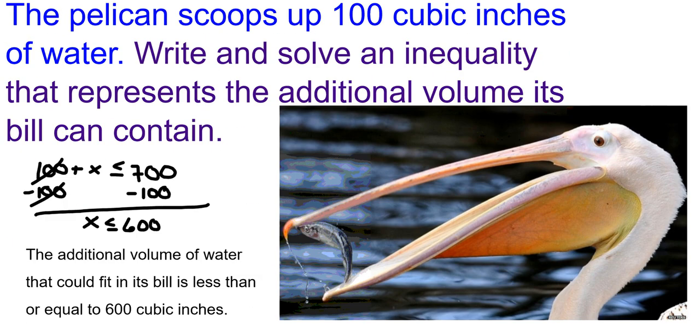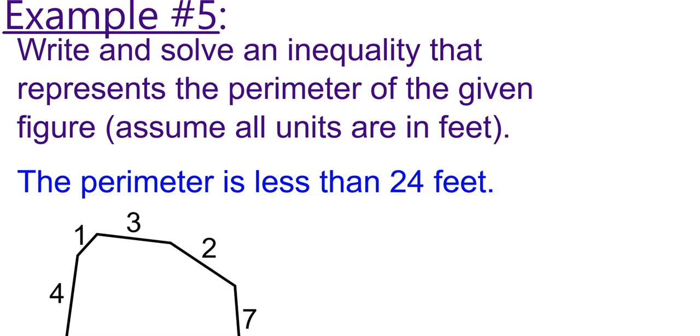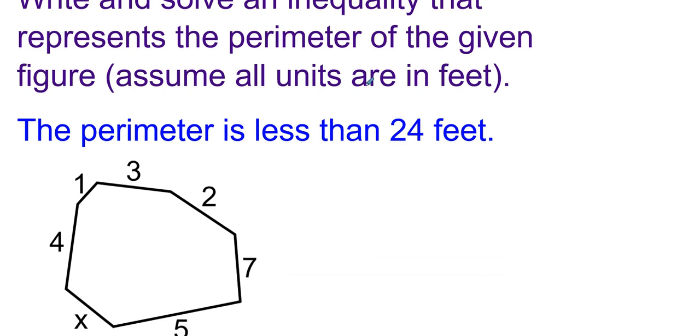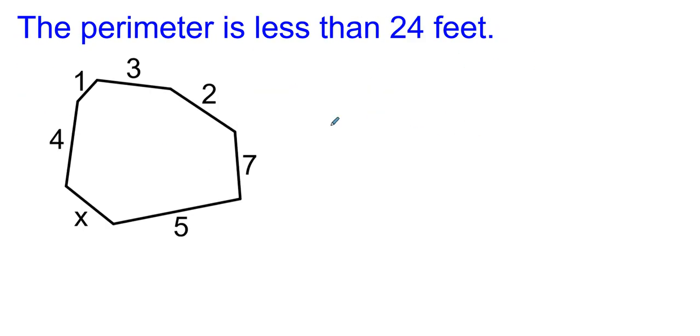And the last example to get through here, example number 5, it says write and solve an inequality that represents the perimeter of the given figure. Here's the given figure, and it says assume all units are in feet, so all these are in feet, and the perimeter, it says, is less than 24 feet. All right, so how you find a perimeter, it's the sum of all of the side lengths. If you add up all the side lengths, and it says if we add all these up, it's less than 24 feet. So let's show adding all of these together.